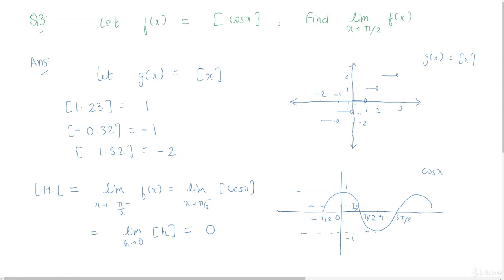Now let's compute the right hand limit. The RHL will be equal to the limit as x approaches pi by 2 positive of the greatest integer of cos x. From the graph, when x approaches pi by 2 positive, we are approaching from this side, and the value of x is very close to but greater than pi by 2. So the y coordinate will lie somewhere in this region, less than 0 but greater than -1.